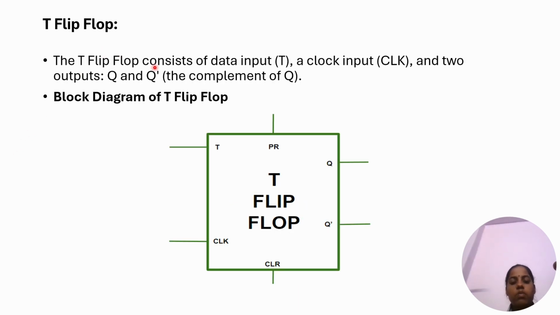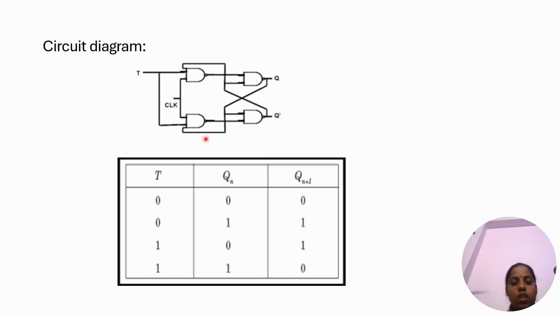This is the T flip-flop. This is the block diagram. T and clock are the inputs. Preset and clear are asynchronous inputs. Q and Q bar are the outputs of the flip-flop. This is the circuit diagram of the T flip-flop. Here four NAND gates are taken. Here T is the input connected to both NAND gates, and this is the clock signal, and this input is connected to Q bar, and this input is connected to Q.